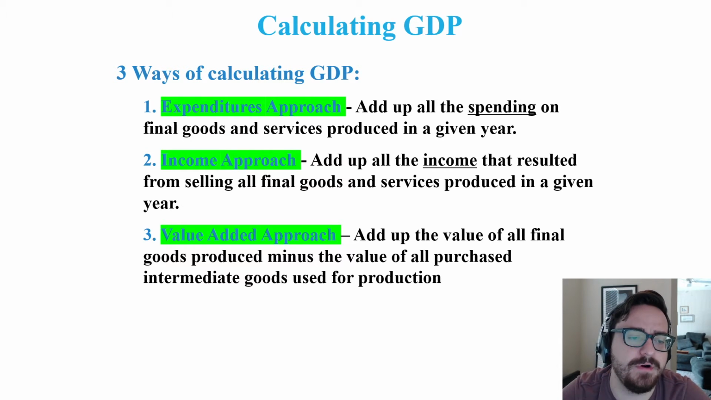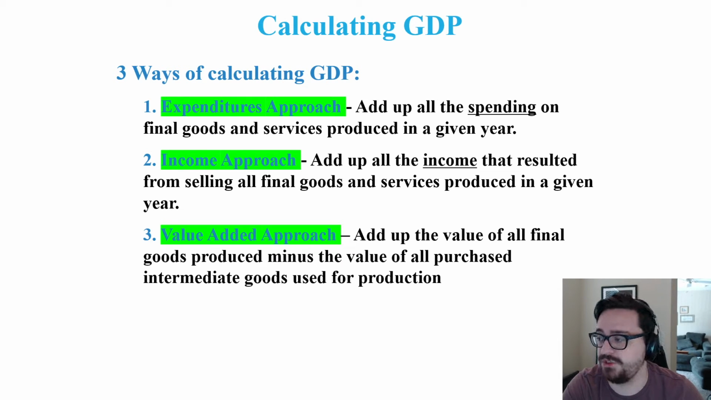What the value added approach does is take the value of all final goods produced and subtract the value of all intermediate goods that were purchased to be used for the production of that good, to see exactly how much value was added to our economy through the final goods themselves. It's a little more specific. You don't necessarily get the same answer using 3 as if you use 1 or 2.